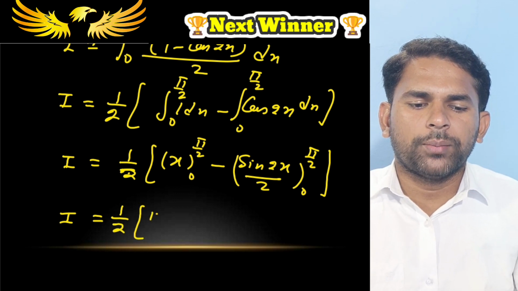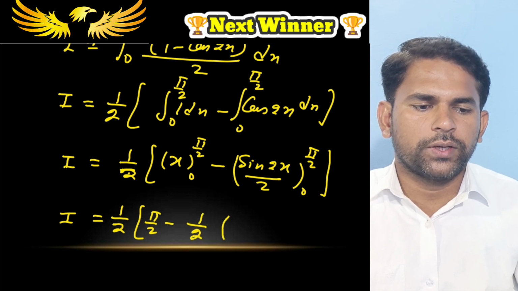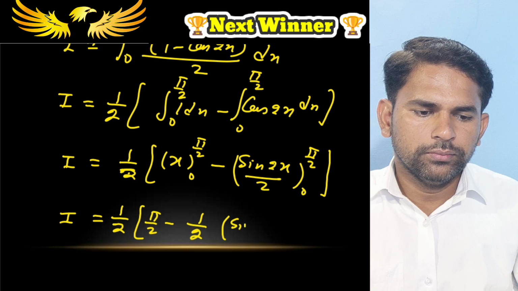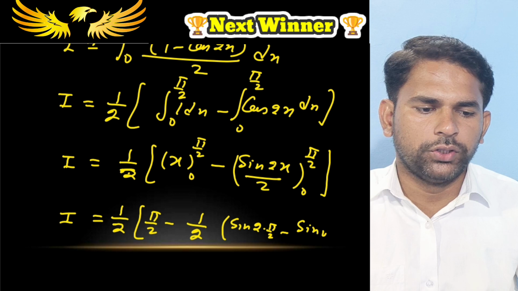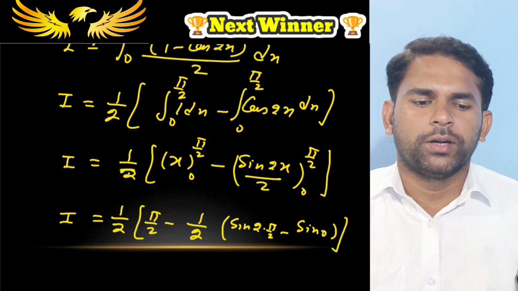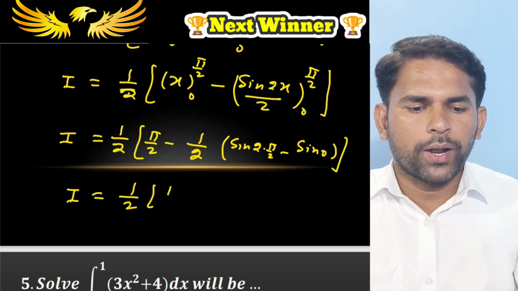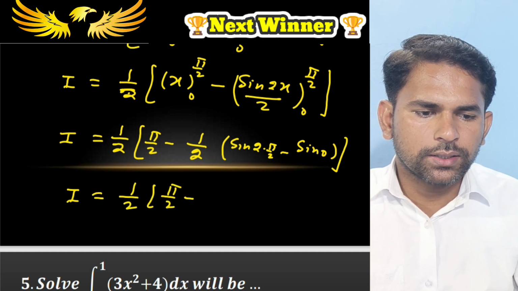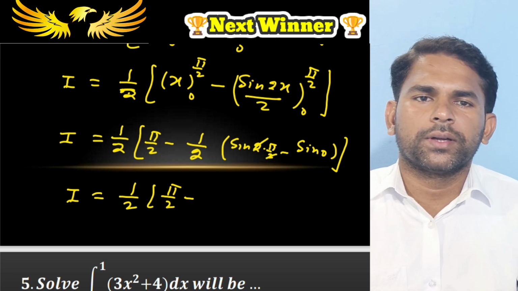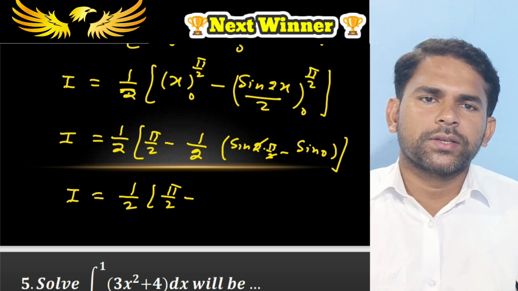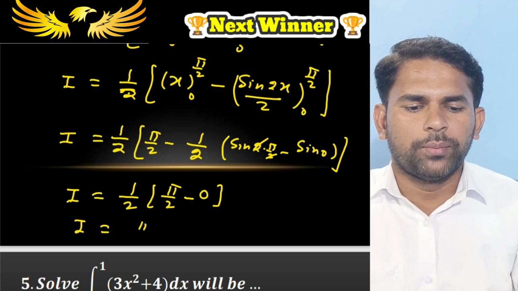Upper limit we can apply: upper limit pi by 2 minus lower limit 0, so no need to write. So 1 upon 2 is a constant, and we can apply the upper limit sin 2 into pi by 2 minus the lower limit sin 0. 1 upon 2 I took outside because this is a constant value. So finally we can write 1 upon 2 of pi by 2 minus sin, this 2 and 2 will cancel, sin pi will give 0, and sin 0 is also 0, so that part will be 0. So finally the answer we can write is pi by 4.